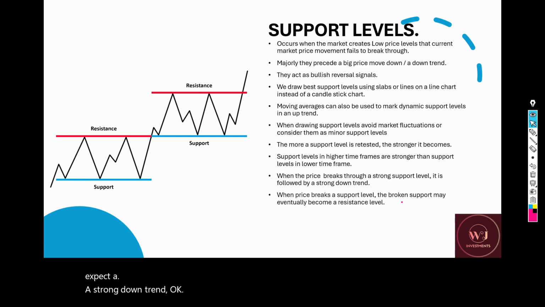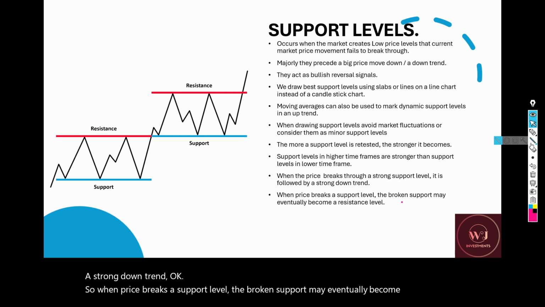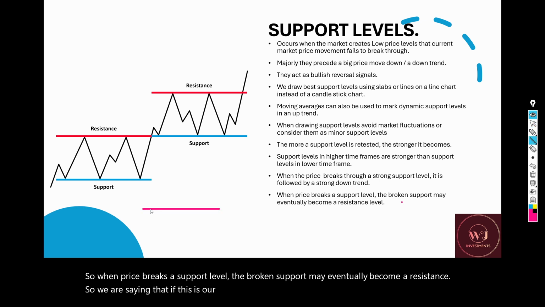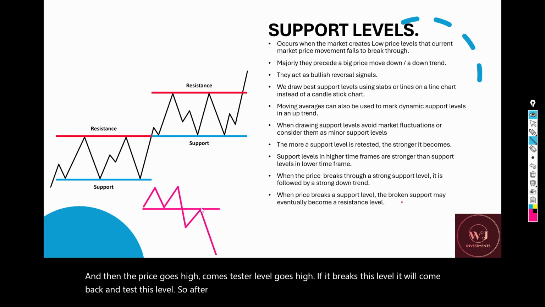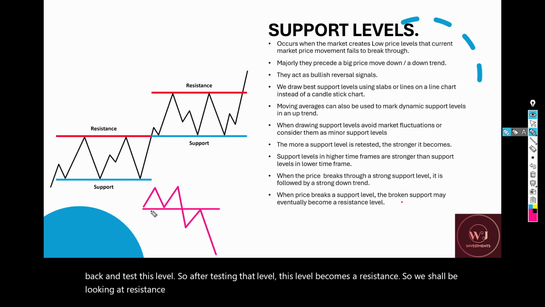When price breaks a support level, the broken support may eventually become a resistance. So we are saying that if this is our support level, and the price goes high, tests a level, goes high, and if it breaks this level, it will come back and test this level. After testing that level, this level becomes a resistance. We shall be looking at resistance in the next video. So when a support is broken and tested, it becomes a resistance.